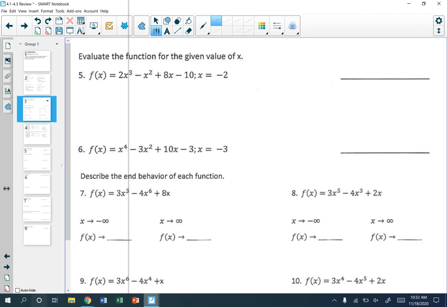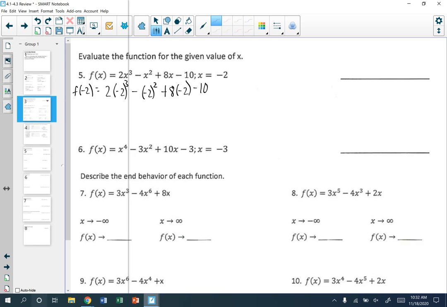Evaluate the function for the given value of x. So here we're simply plugging negative 2 in all places we see x. So we're taking f of negative 2. Again, we're just simply plugging in negative 2 wherever we see an x. And when doing this, make sure we put that negative 2 in parentheses because that's going to keep this negative. So if you need to, go ahead and plug this into your calculator.